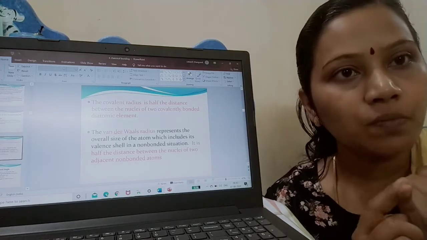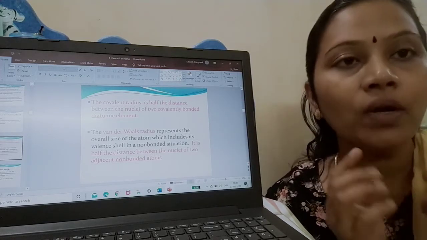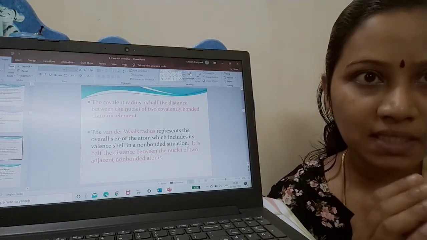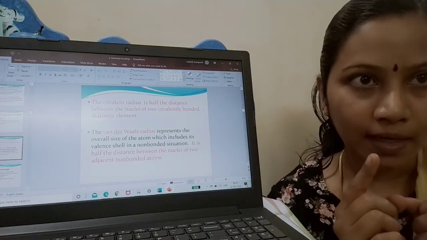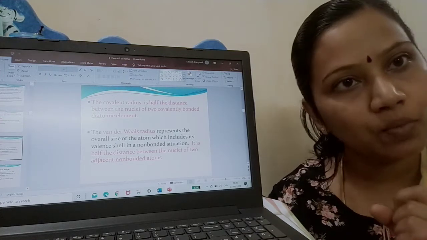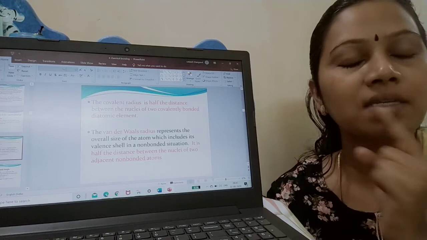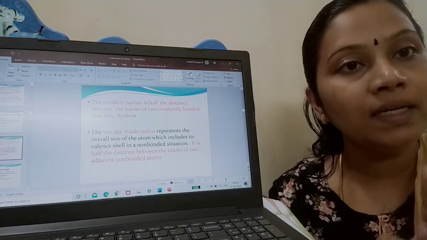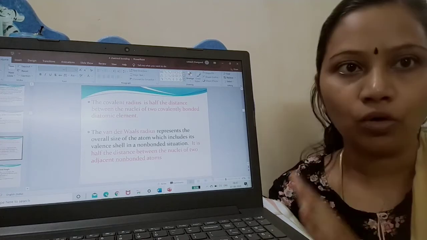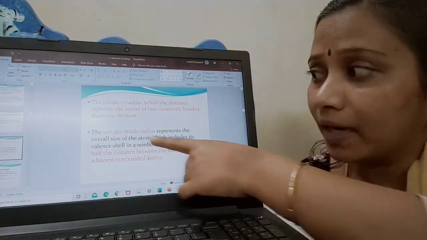So we know what is bond length. What is bond length? Bond length is nothing but equilibrium distance between the nuclei of two bonded atoms in a molecule. What is covalent radius? It is half the distance between the nuclei of two covalently bonded atoms in a diatomic molecule. What is van der Waals radius?